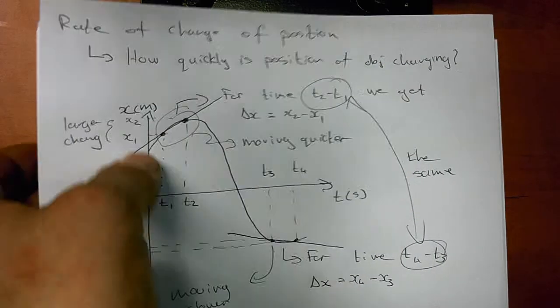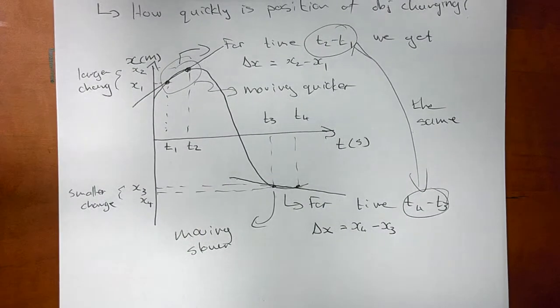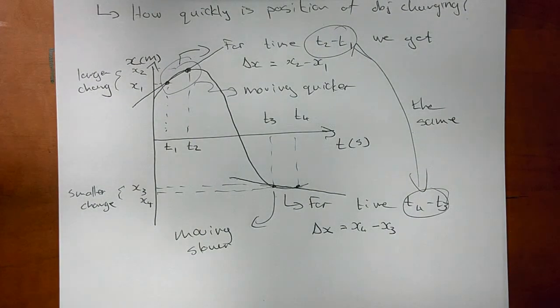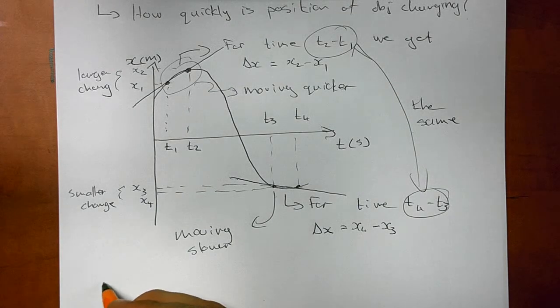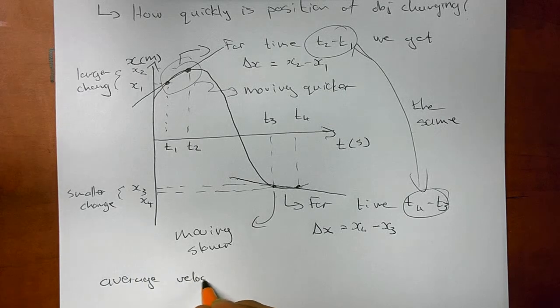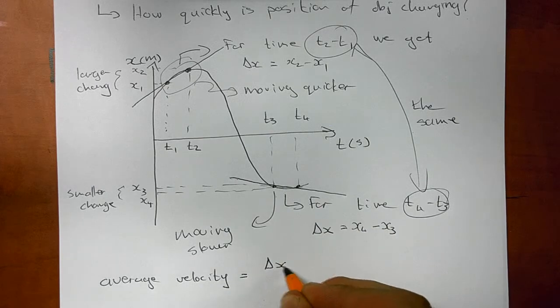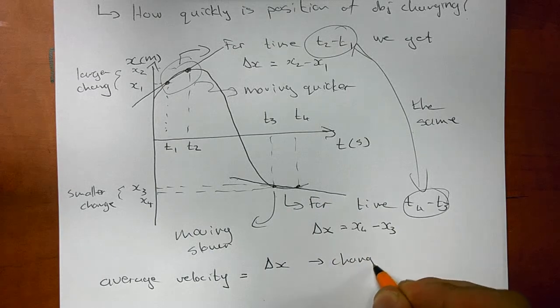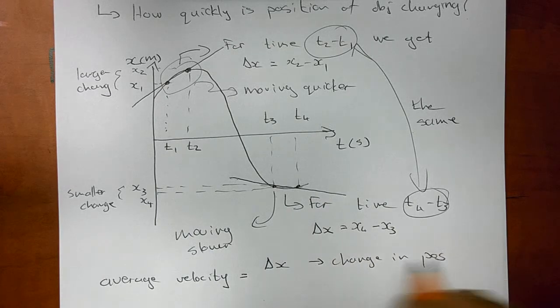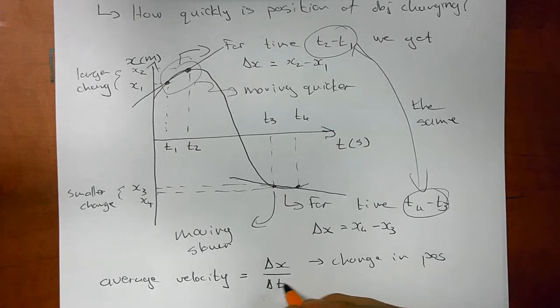So this allows us to now define what's called the velocity of an object. And the velocity of an object is literally the rate at which it changes its position with respect to time. So we will define the average velocity as being equal to the change in position divided by the time interval in which that change of position happened.